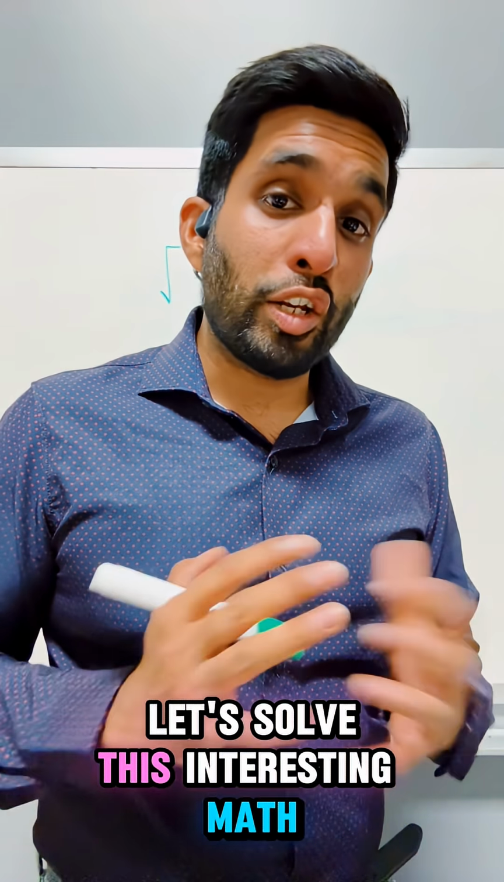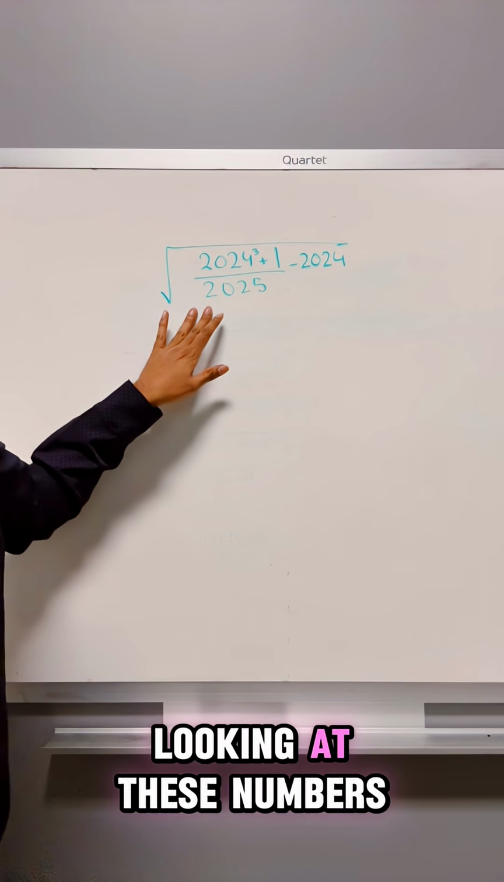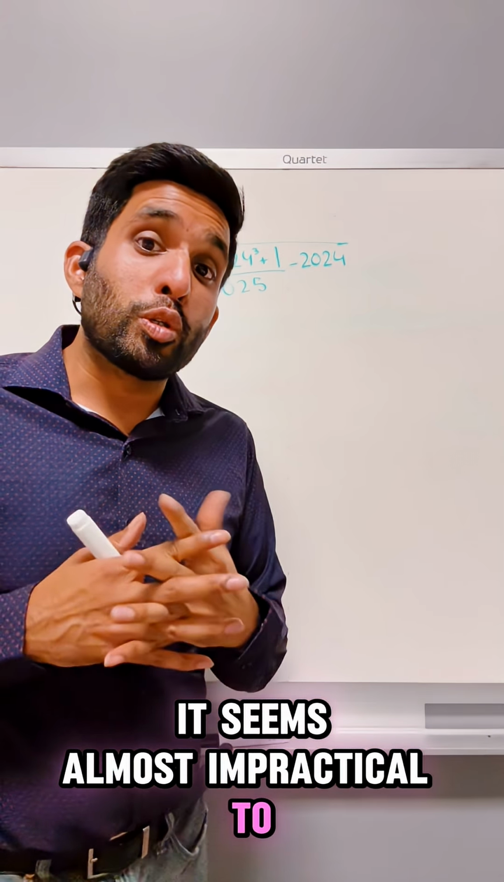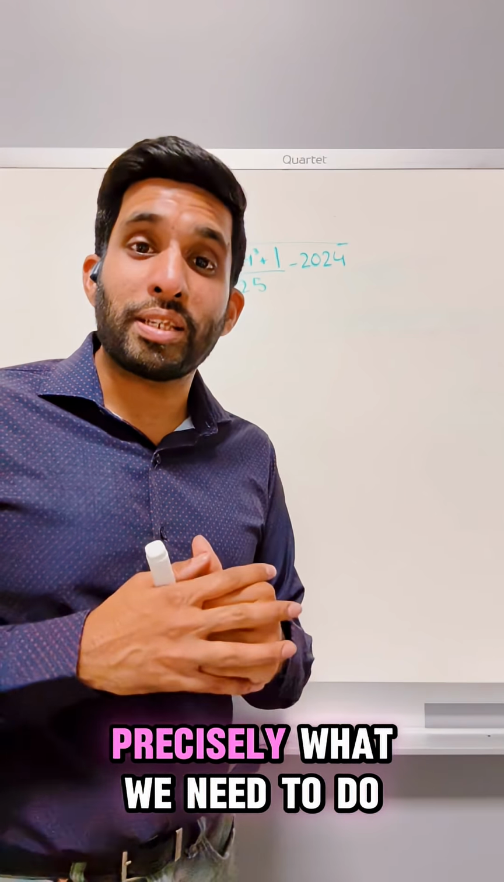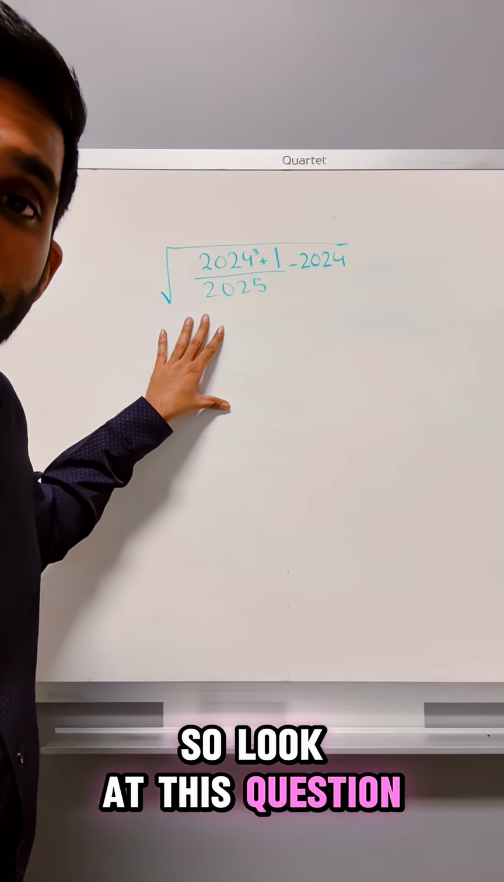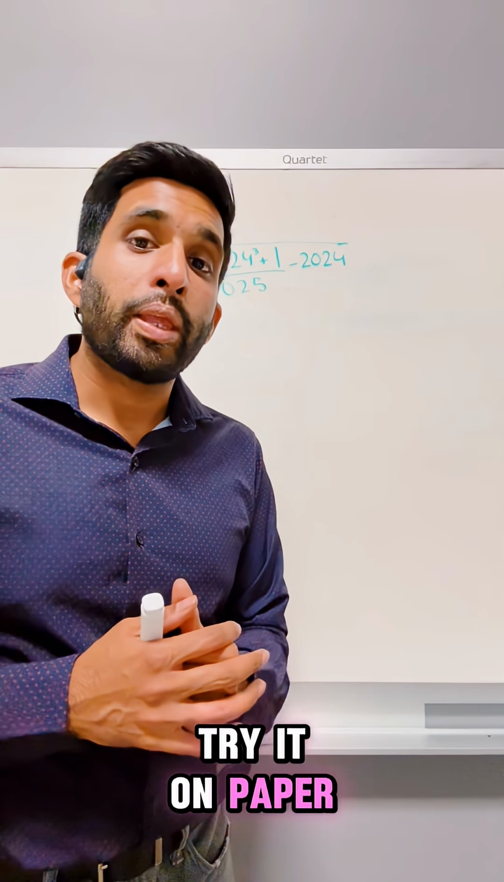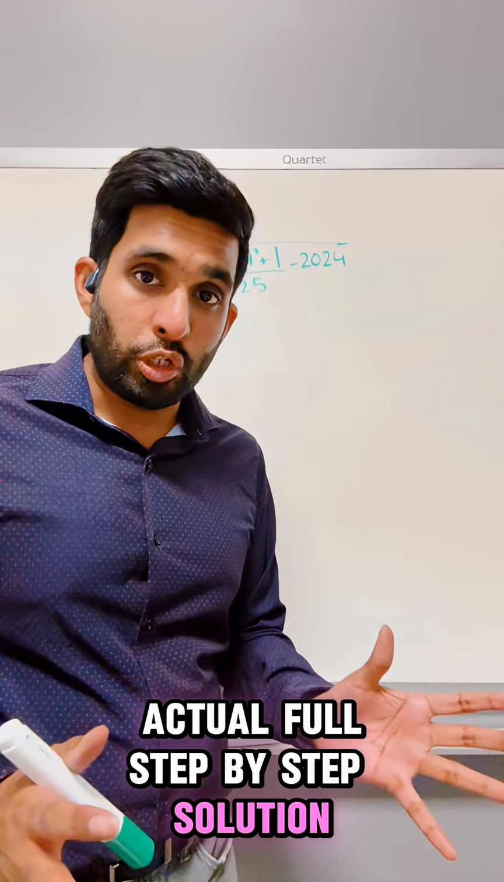Let's solve this interesting math Olympiad problem. Looking at these numbers, it seems almost impractical to solve this without using a calculator. But guess what? That is precisely what we need to do. So look at this question and think about it for a second. Maybe pause the video and try it on paper before I show you the actual full step-by-step solution.